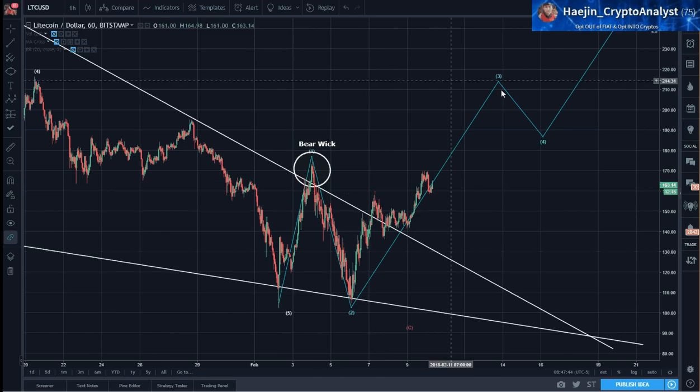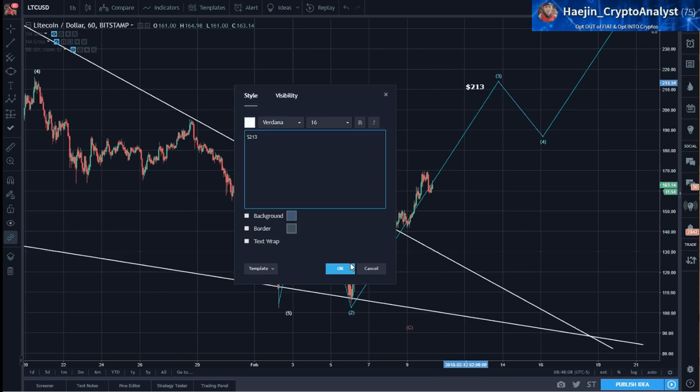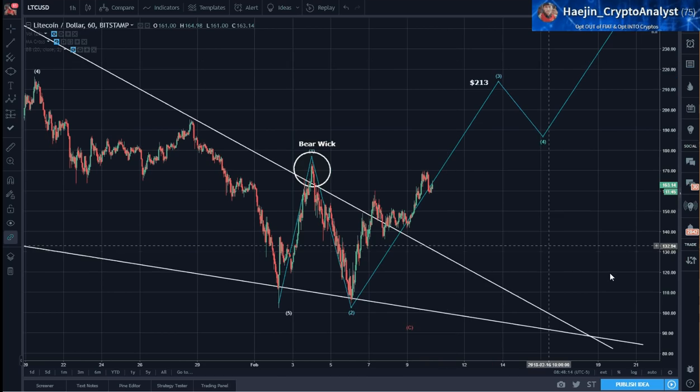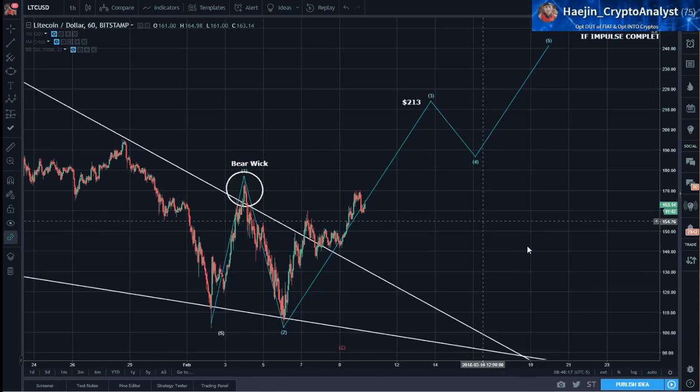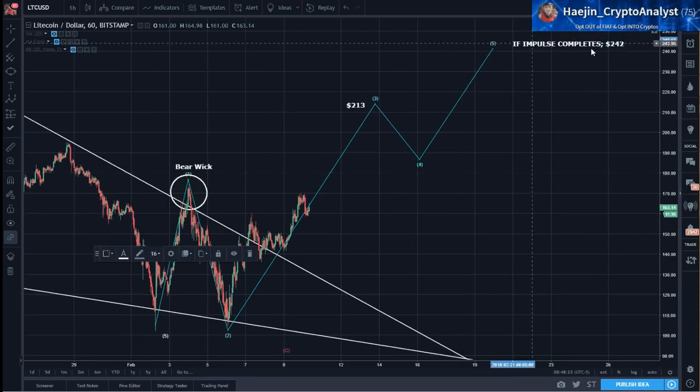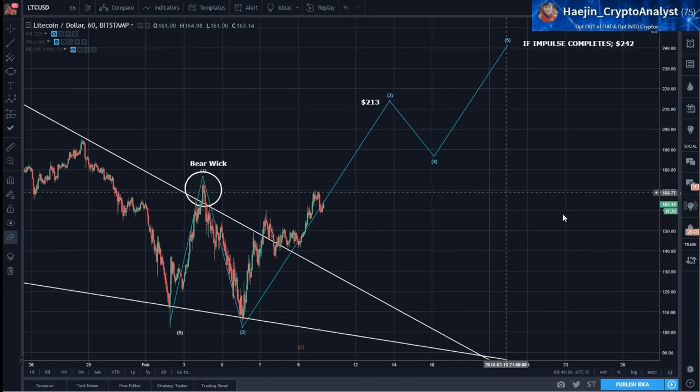I believe if this wave count is correct, 1, 2, 3, should bring it to somewhere around 213. And that 213 will be for the wave 3. And if wave 5, the whole impulse completes, we can get this, 242.